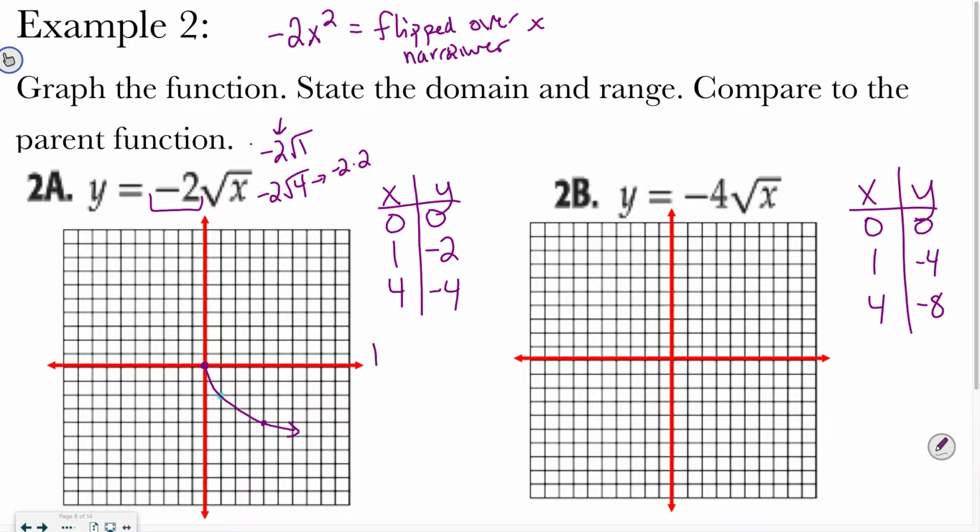But the domain and the range. So now my domain, I'm still only able to take a square root of a non-negative number. So my domain is x is greater than or equal to 0. My range is, now we are on the other side, so I'm going to say y is less than or equal to 0. And the same thing would apply for 2b.